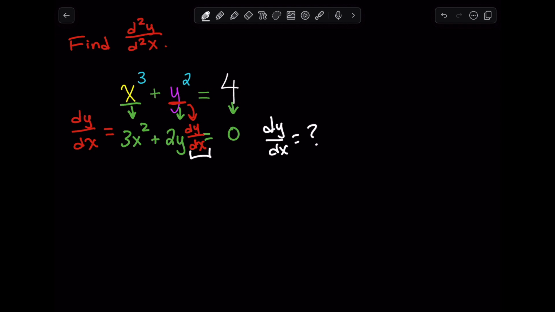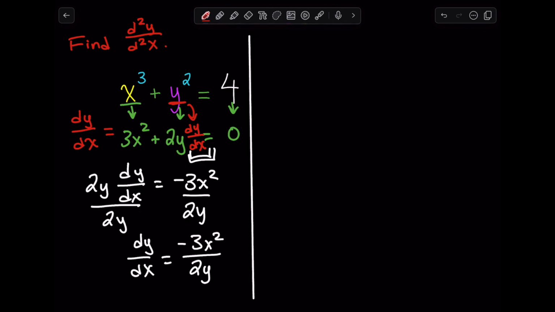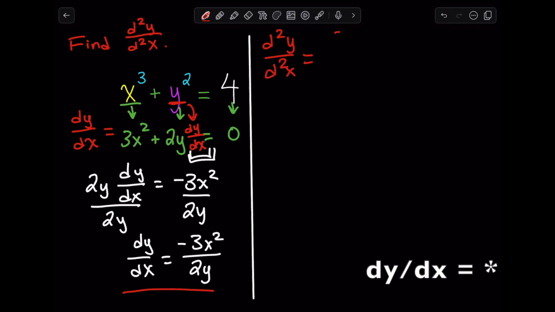Because the next step is isolating this dy/dx to get our answer in the form of dy/dx equals something. So what I would do to isolate this dy/dx is move the 3x squared over to the other side. And then we're left with dividing each side by 2y to obtain our first derivative of the original problem statement as negative 3x squared over 2y. Now our task is to derive this one more time to obtain the second derivative of the original problem statement. So I'll just rewrite that over here.